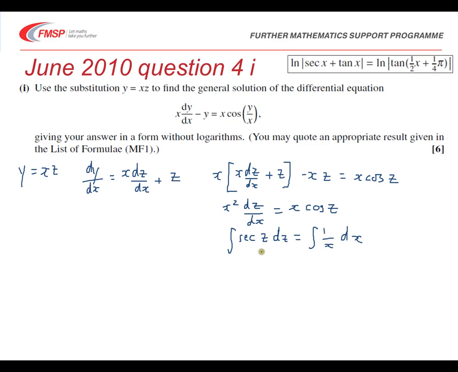I should now be able to integrate this, and we're told we may quote an appropriate result given in the list of formulae. And these here are the two alternative versions. This is the integral of sec x dx here from the formula book. So I'm going to go for the first one of those. So I'm going to say that the log of sec z plus tan z is equal to the integral of 1 over x, which is ln x plus c.